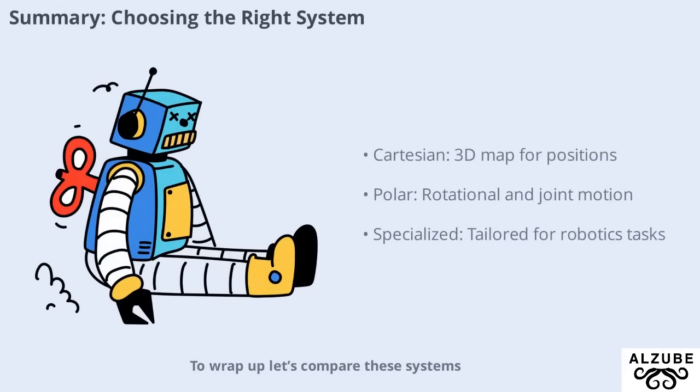To wrap up, let's compare these systems. Cartesian coordinates are like a 3D map, great for fixed, precise positions. Polar or angular systems excel at describing rotations and joint movements. Joint coordinate systems stick to each joint, perfect for matching human and robot motion.